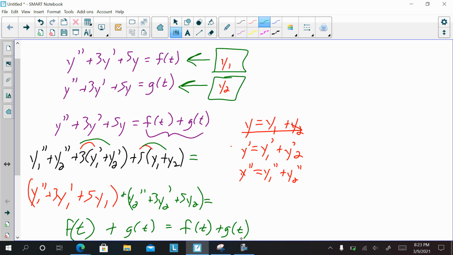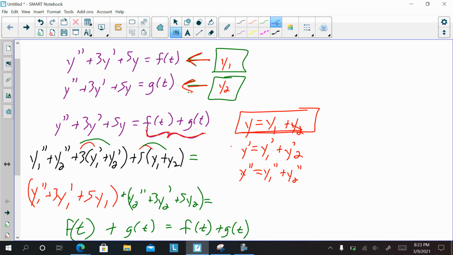So yes, it is true that if we know the solution of this differential equation and the solution of this one, and we combine the right sides by adding or subtracting them, then the overall solution will come from simply adding or subtracting the solutions to these two differential equations.